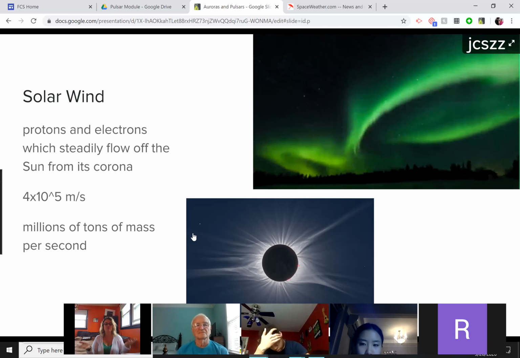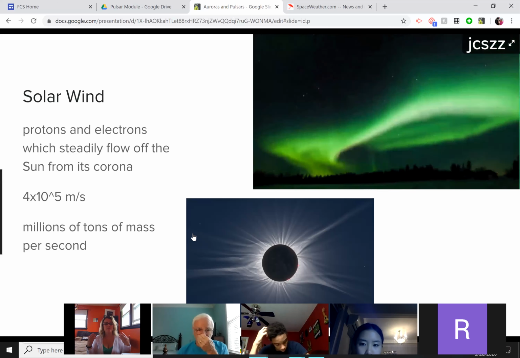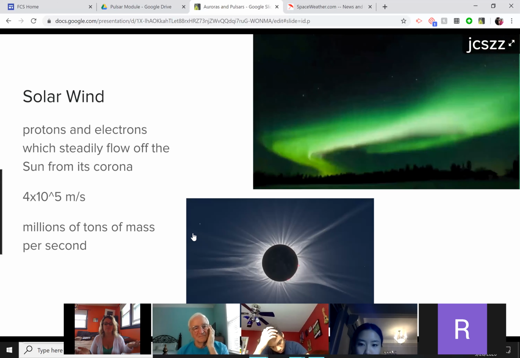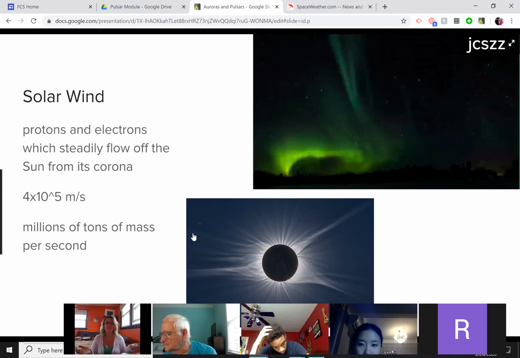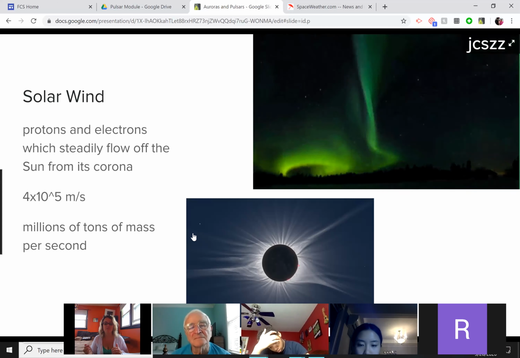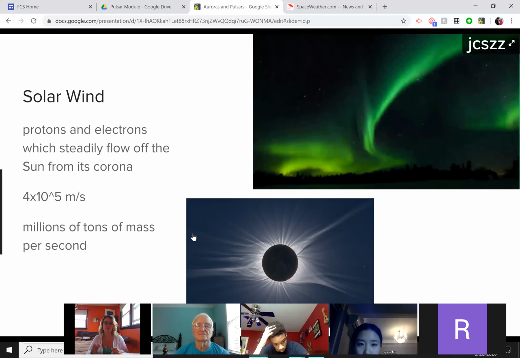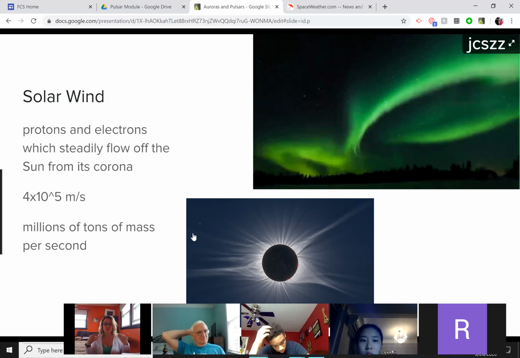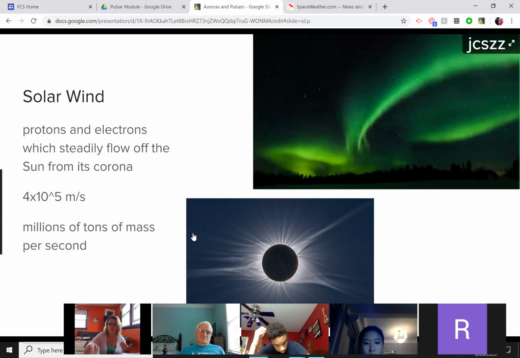These things are flying through space, not at light speed. They take several days to arrive, moving at, as I indicated there, 4 times 10 to the 5th meters per second. That's pretty fast, but it's not light speed. But there's a lot coming here. Millions of tons of mass per second flowing away from the sun. So not just light, but actual physical particles, ions, electrons, and protons are moving from the sun toward the Earth, and they're going to come here and interact with the Earth.